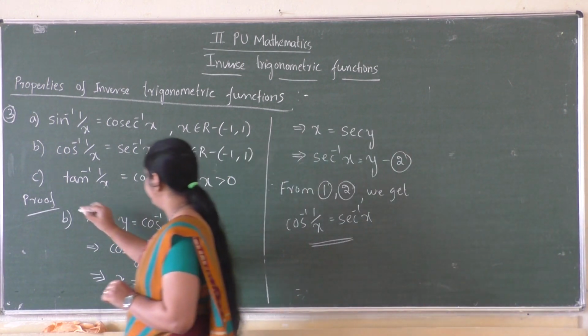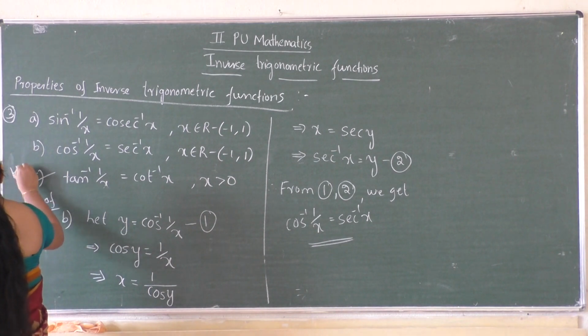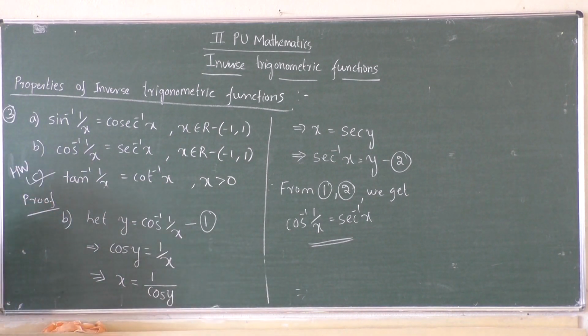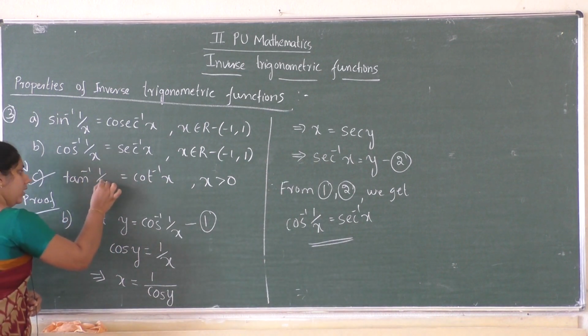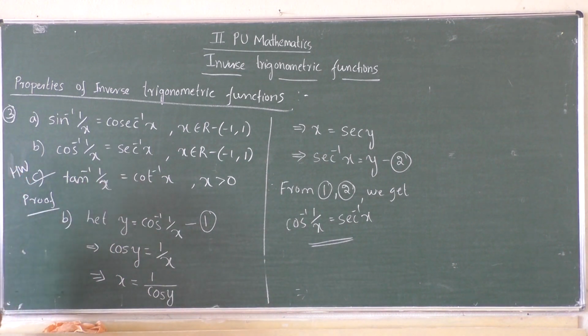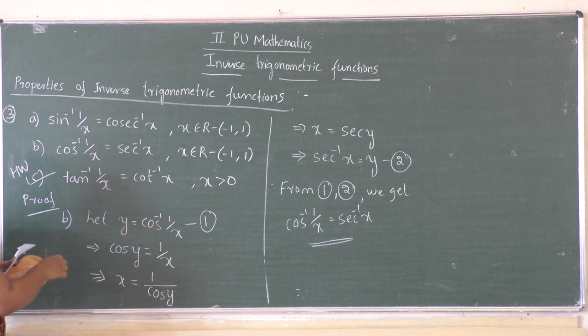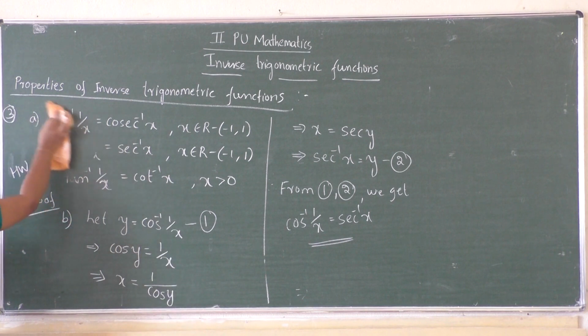Similarly, you can prove the third property. So the third property is homework, that is you have to prove tan inverse 1 by x equal to cot inverse x, where x greater than 0. So that is homework for you. Now let us move on to the fourth property.